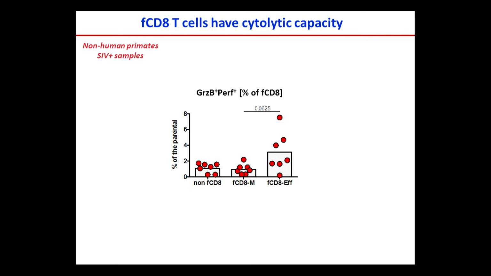One of the ways that we measure these, it's really the effector follicular CD8 T cells that we need to look at. And what you can see is that in SIV-infected lymph node samples, they have nice expression of granzyme and perforin.